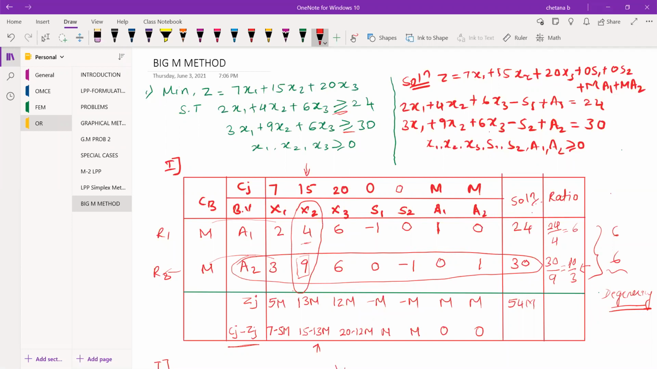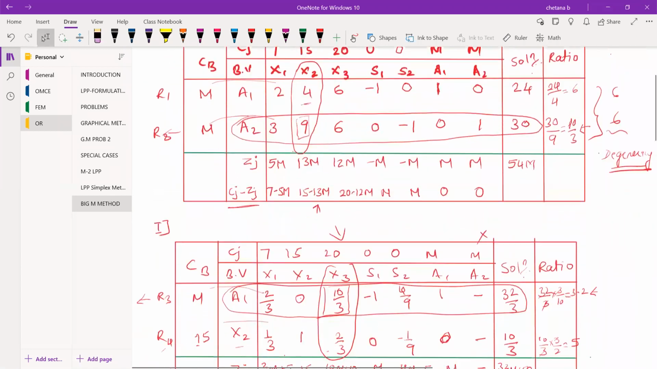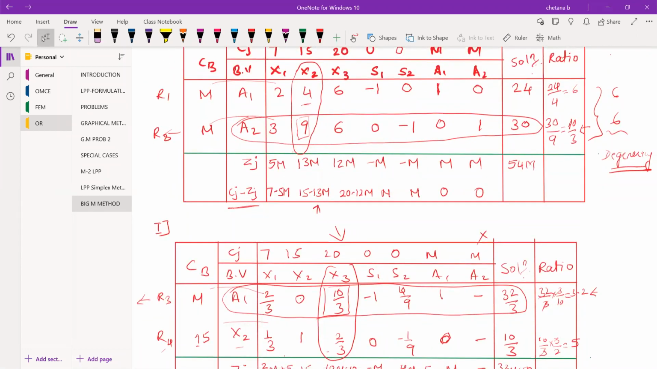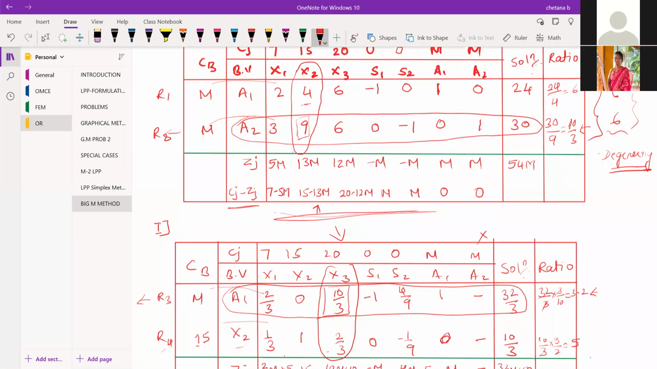See, in Cj minus Zj, as we are talking about this ratio, if we have the same value, then it is nothing but the next concept. We call that degeneration. If you have the same value in the Cj minus Zj, in minimization or maximization, what do you need to do? There is nothing like degeneration in this issue.